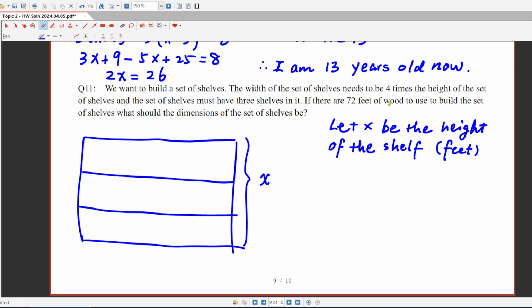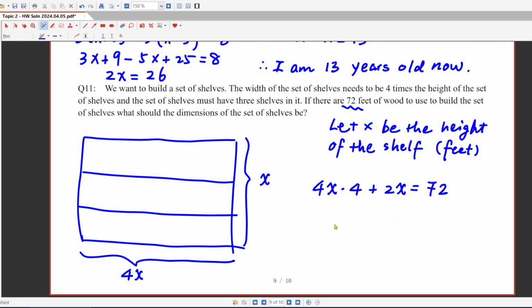And it tells you the width needs to be 4 times, so this length is 4x, right? And according to the given information, we have 72 feet in total. That means 4x times 4 plus 2x will give you 72 feet in total, right? So basically means 18x equals 72, right? Therefore, x equals 4, and the unit is feet.